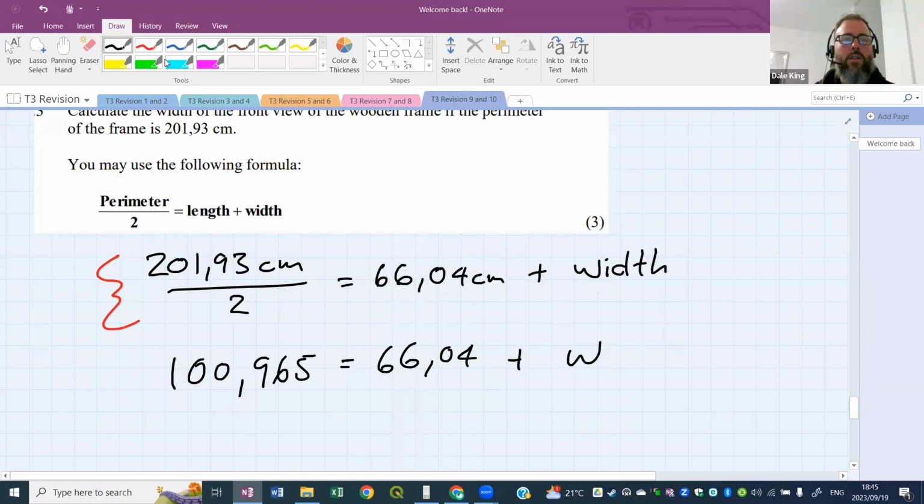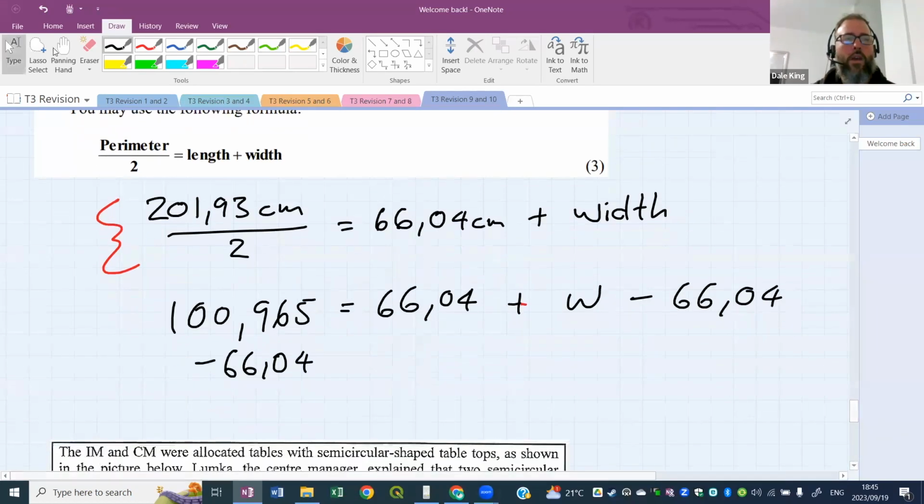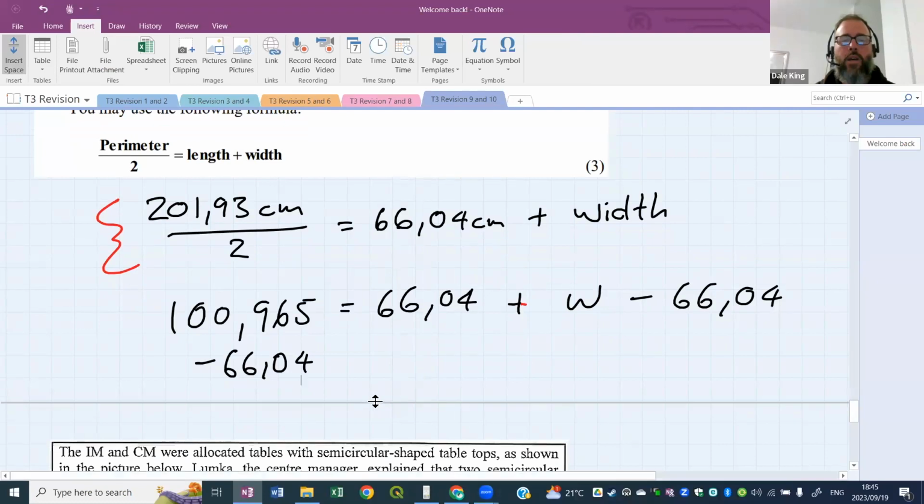Now to get rid of this 66.04 over here, what do I do? Well, it's attached to the W with a plus. So we will do the opposite of plus, which is minus. So you can say minus 66.04. But what you do to the right-hand side, you must do to the left. So I'm just going to write it at the bottom here. So it's minus 66.04. Okay, so we're going to minus on both sides.